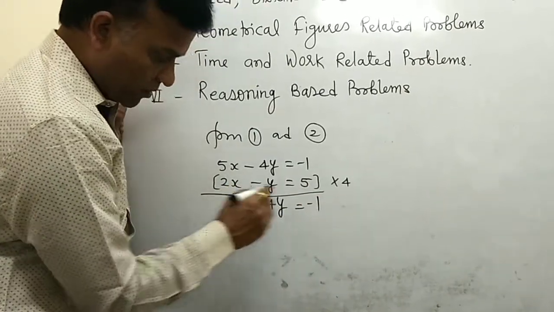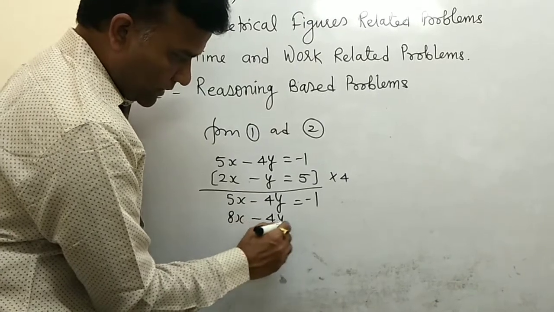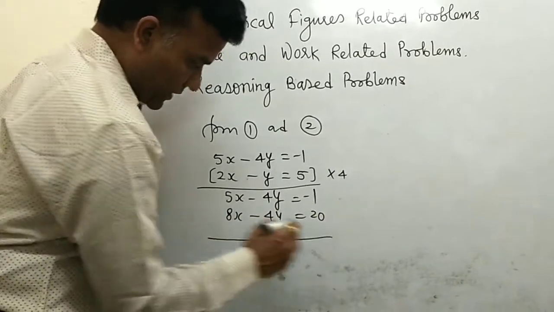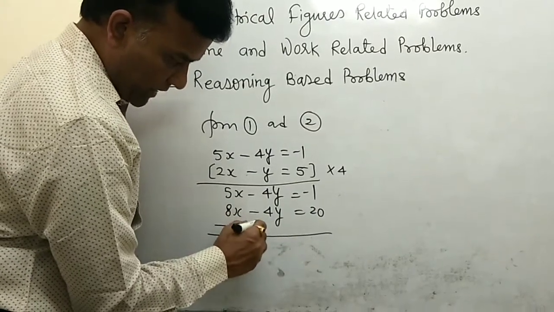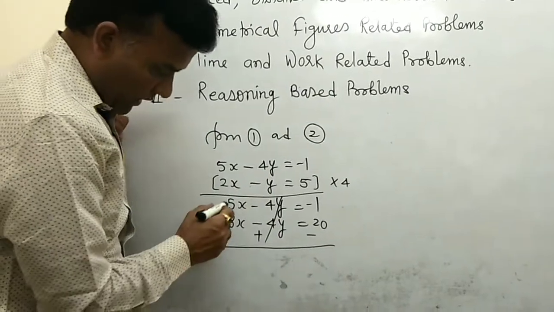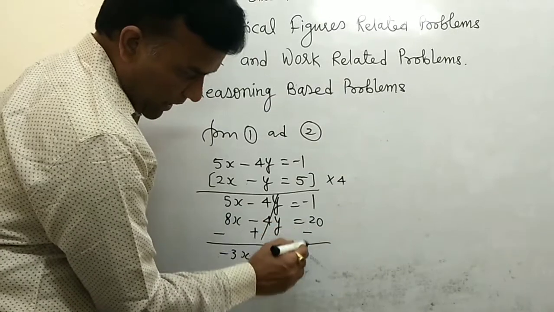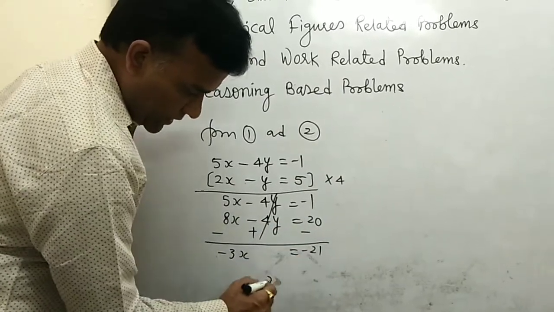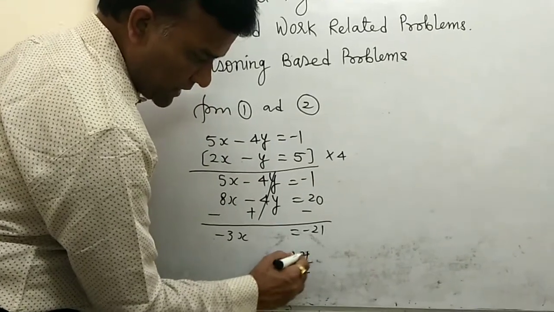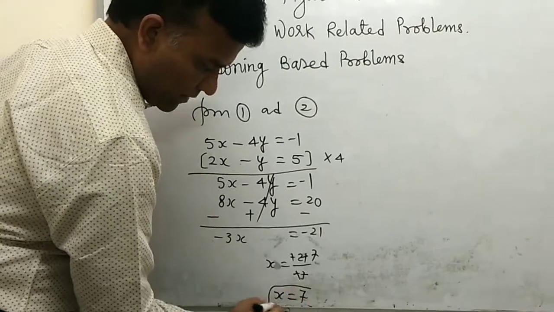Okay, then the second equation you multiply by 4, so 4 2s are 8, and now minus 4y here, and then 4 5s are 20, so you write down 20 here. Then you change the sign because both are the same sign. So this y is eliminated. And now 5 minus 8 you have minus 3x, and similarly both are minus, so minus 21. So x equal to minus 21 upon minus 3, minus minus cancel out. So you have x equal to 7.